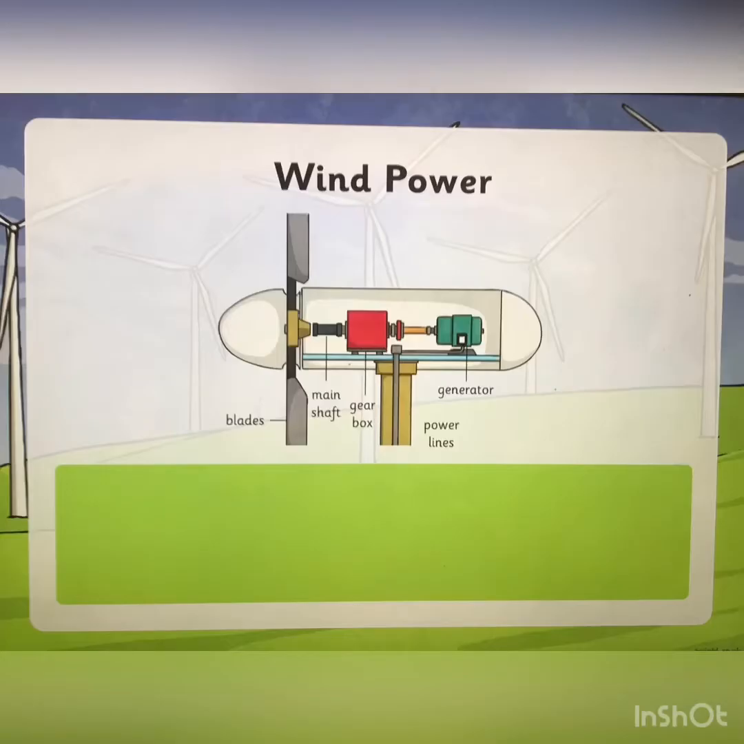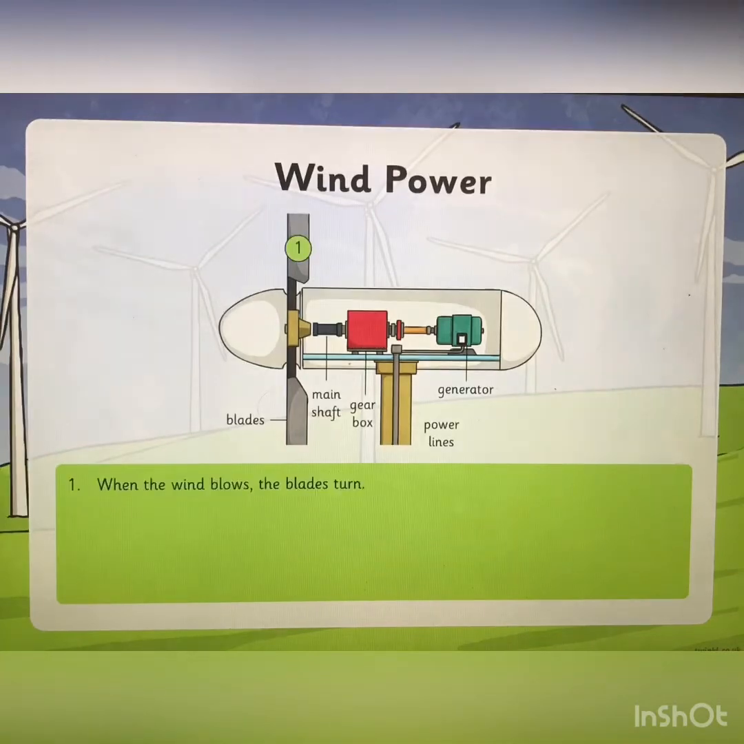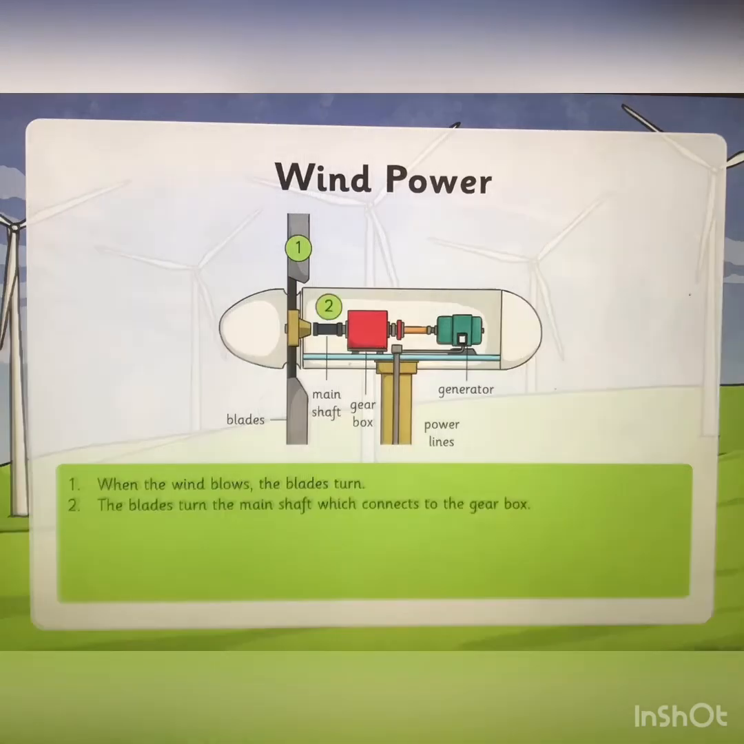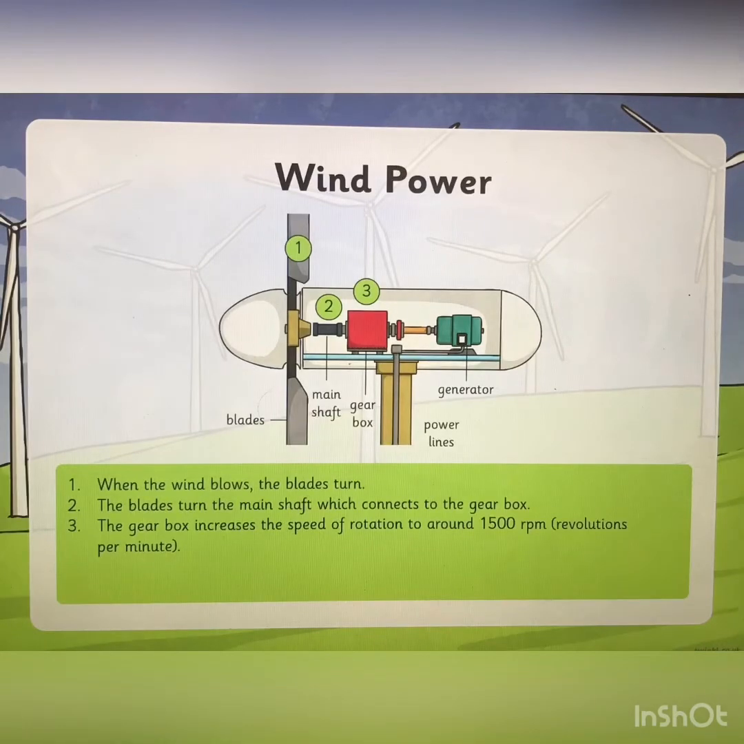First, let's talk about wind power and how it generates electricity. So, as you can imagine, we need wind. When wind blows, the blades turn. As the blades turn, the main shaft, which is connected to the gearbox, is important, like a car. It starts slow and speeds up as it goes. The gearbox increases speed to around 1500 RPMs, or revolutions per minute. That's how many times it spins around in 1 minute.